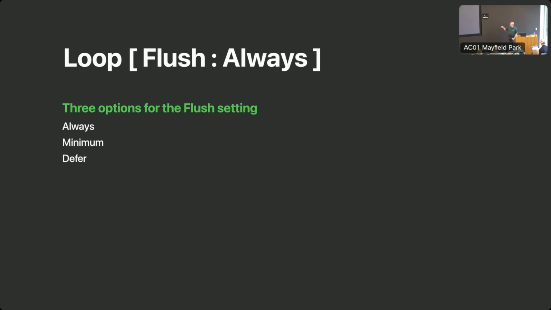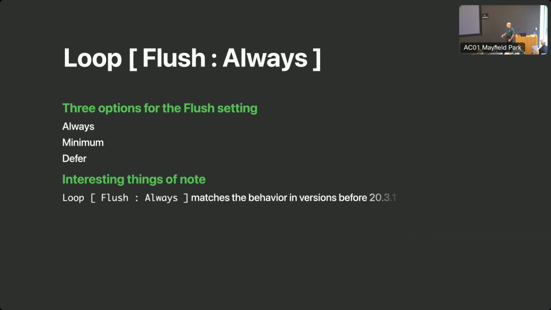And then the final option is to defer. And what that is, is that the relationship and join data are flushed only after exiting the loop. So it goes through the entire loop without touching anything in the relationship. A couple of interesting things of note on this. First, the always option is the behavior we've had with the loop script step in any previous version. So that's what it's always done. So that's what it's going to default to as well.